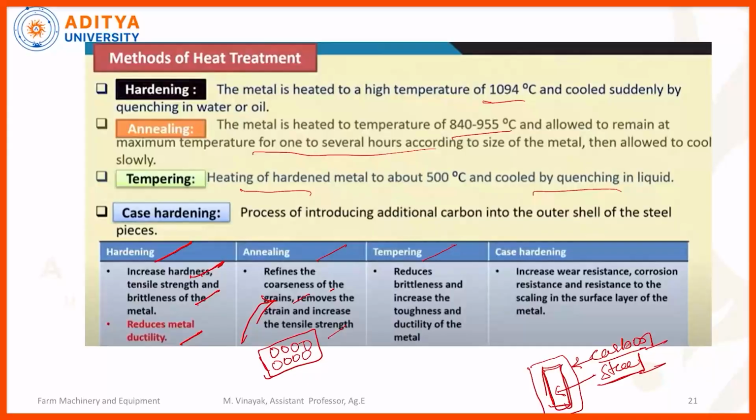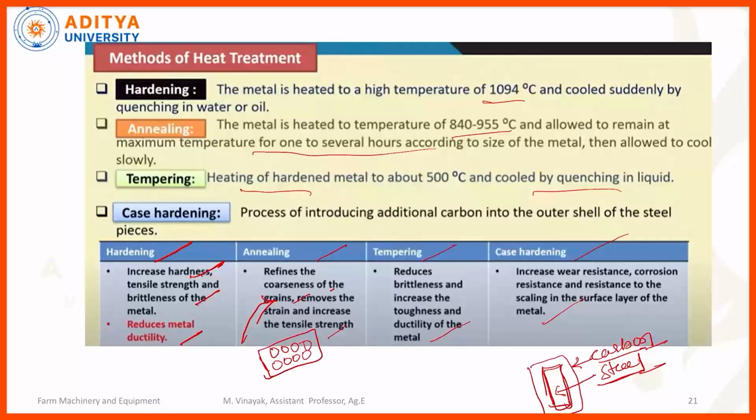So next one is the tempering, which reduces the brittleness and increases the toughness and ductility of the material. And the last one is case hardening, which increases the wear resistance and corrosion resistance to the scaling of the surface layer of the material. Okay, if the steel is coated with carbon, that is called case hardening.